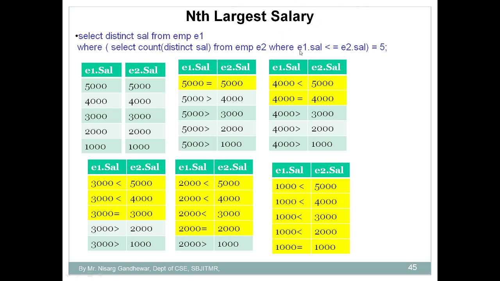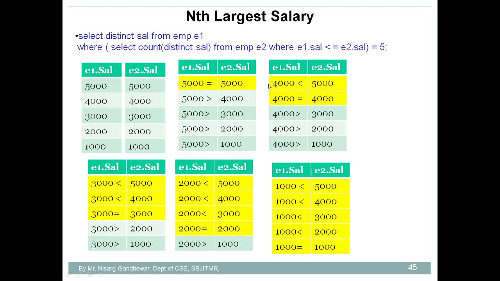Here I have written E1.sal is less than or equal to E2.sal. So we are comparing every salary from the employee 1 table with every salary from the employee 2 table. The first value is 5000. 5000 equals 5000. Again, 5000 is greater than 4000, so it will not work. For 4 rows the condition is not satisfied; the condition is satisfied only once. So it has just counted one, and we can say that this is the first largest salary.